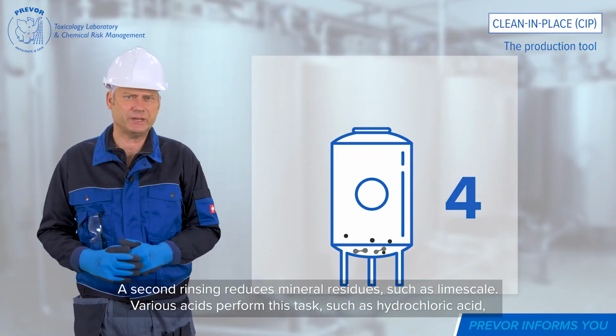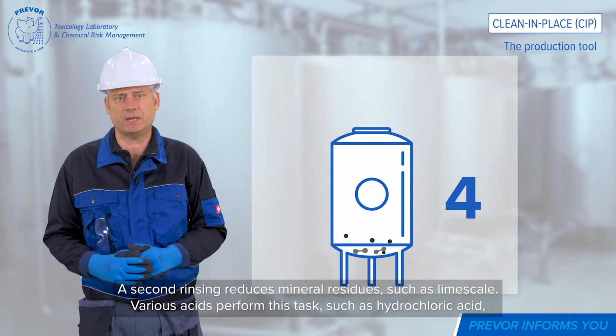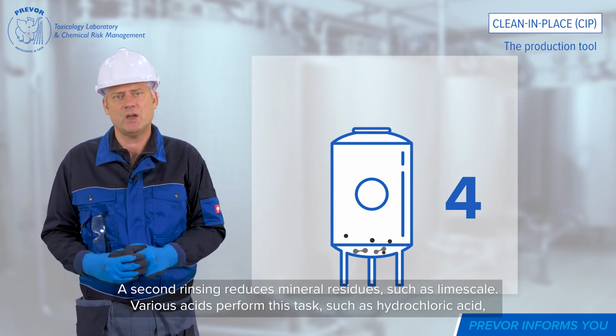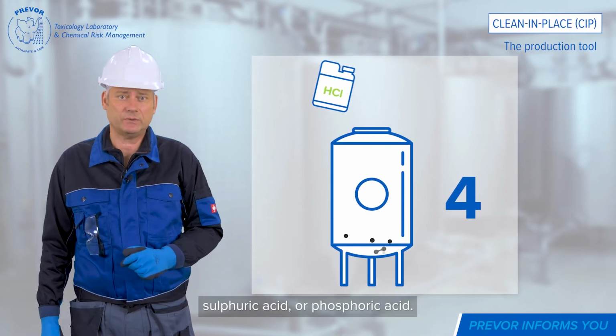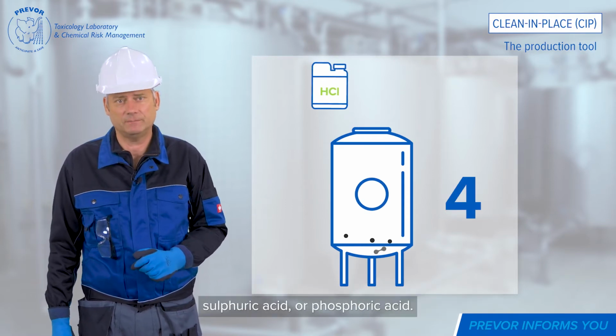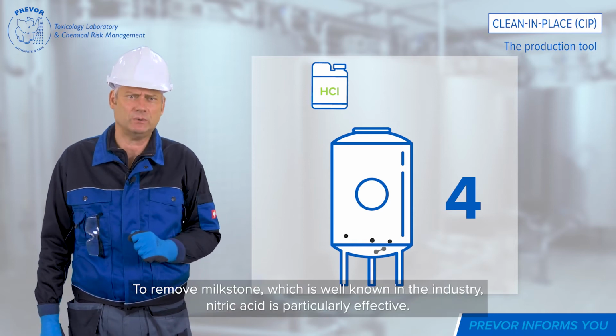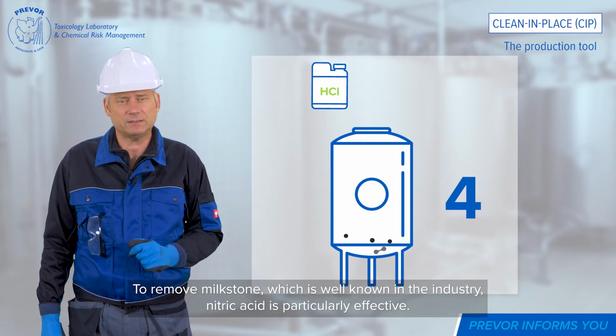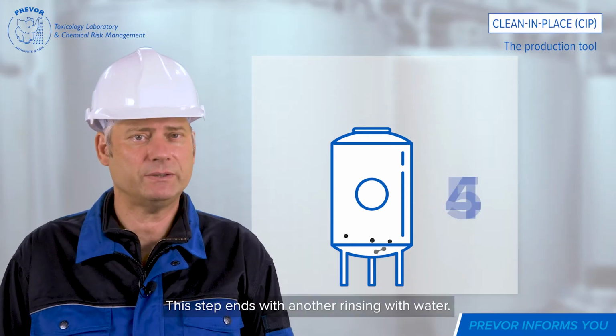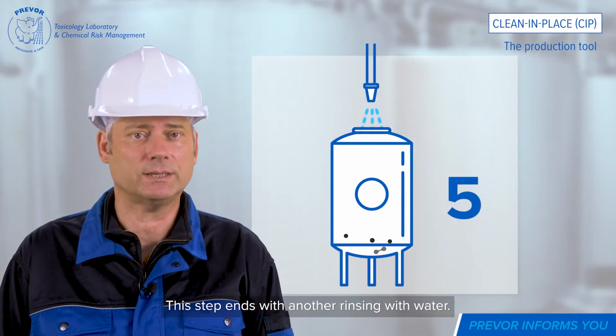A second rinsing reduces mineral residues, such as limescale. Various acids perform this task, such as hydrochloric acid, sulfuric acid or phosphoric acid. To remove milkstone, which is well known in the industry, nitric acid is particularly effective. This step ends with another rinsing with water.